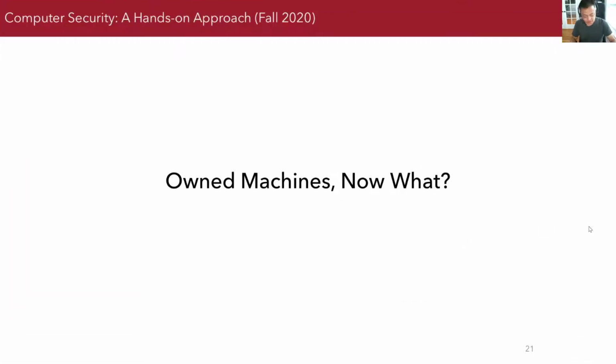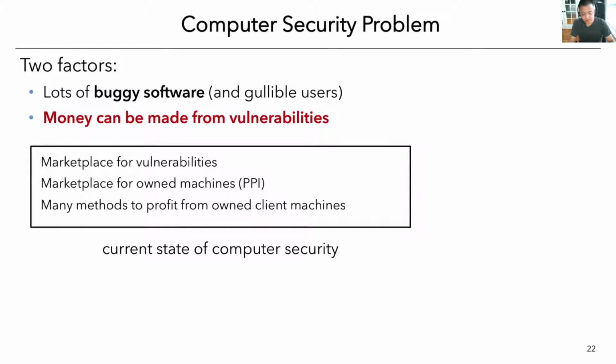Okay, let's continue the lecture. In the previous lectures, we talked about how there are a lot of ways to compromise a computer. Now, what can they do with the compromised computers? We have mentioned that there are two factors of the computer security problem. First, there is a lot of buggy software, or a lot of vulnerabilities. Second, money can be made from vulnerabilities.